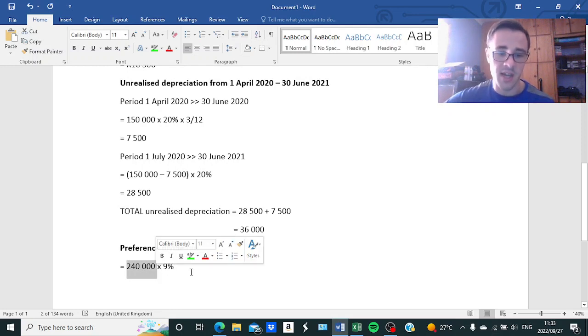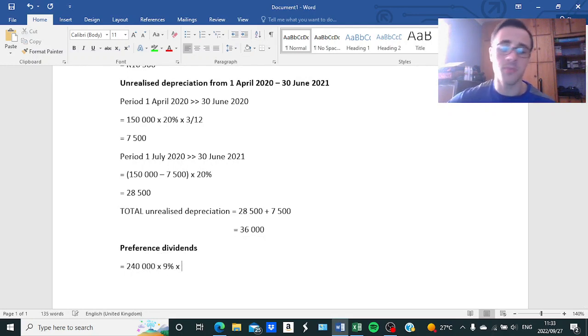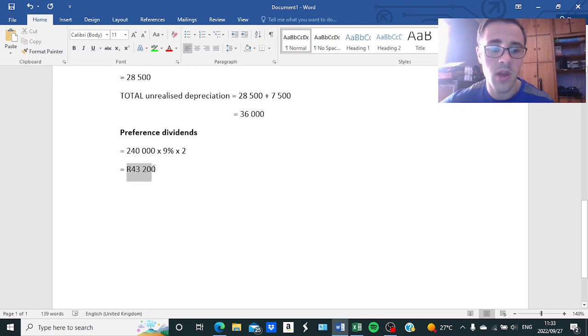So to calculate the preference dividends, we will multiply 9% by the value of the shares, which is 240,000. And then we need to multiply it by 2, because remember that the previous year's dividends were in arrears. So the company must declare or provide for preference dividends payable for both years. So we need to multiply the value by 2, and that should give you an amount of 43,200.